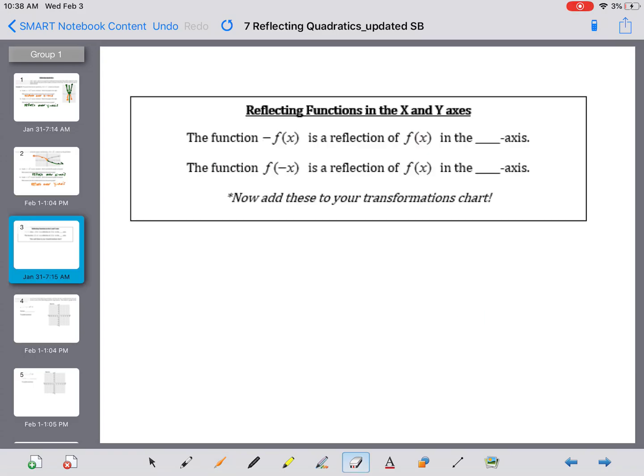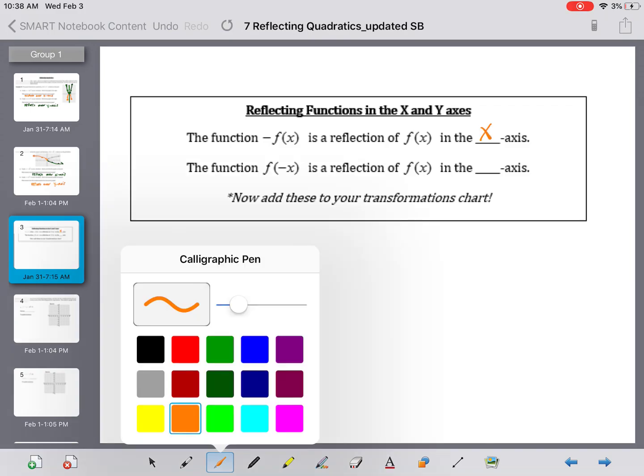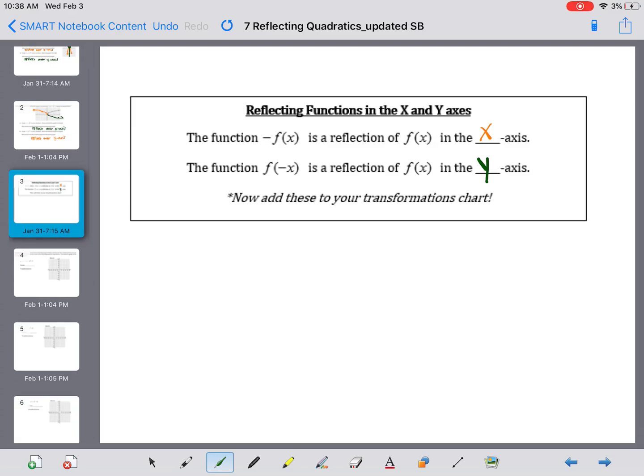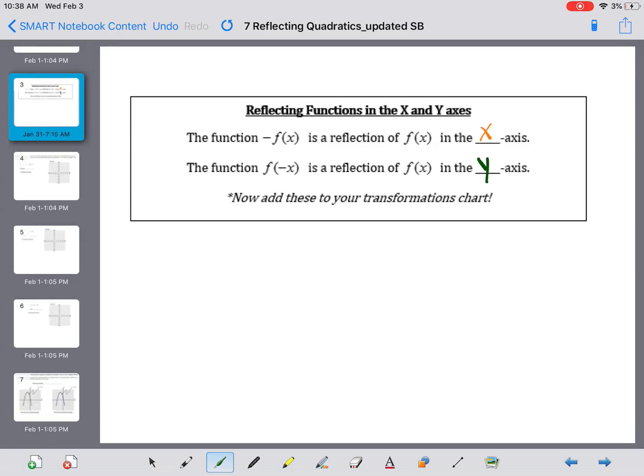So this is a new type of transformation. So you have negative f of x. So when the negative's out in front, it's a reflection over the x-axis. When the negative's on the inside, it's a reflection over the y-axis. So outside is x, inside is y. Okay? So let's take a look at some examples.